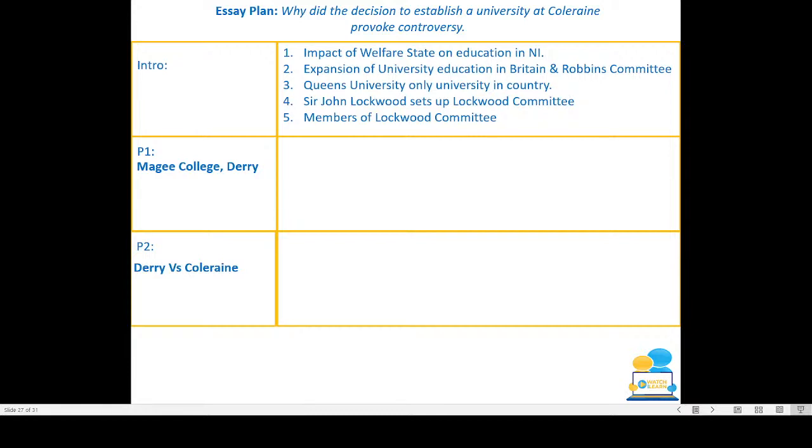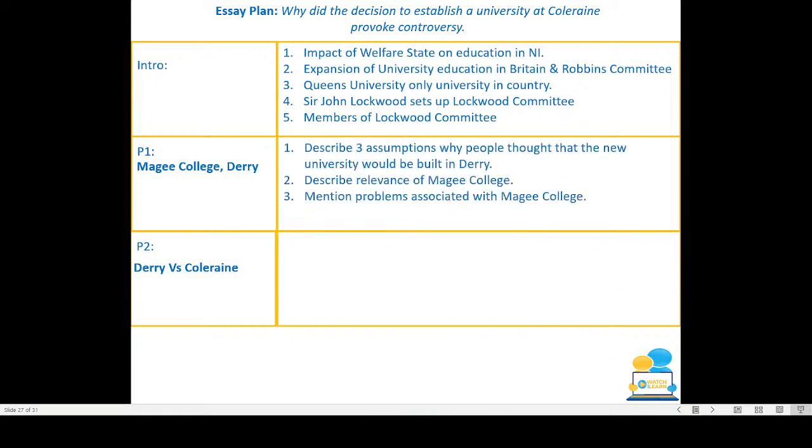Secondly, our first main paragraph will look at Magee College in Derry. So we'll describe three assumptions why people thought that the new university would be built in Derry: second largest city in Northern Ireland, fast growing population, and it already had a third level institute there that could have just been developed even further. So we'll describe the relevance of Magee College in Derry, and then we'll probably mention the problems associated with it: how it was already poorly funded, buildings in need of repair, how it was already essentially isolated, because we can always come back to the idea that the nationalist community was isolated here.